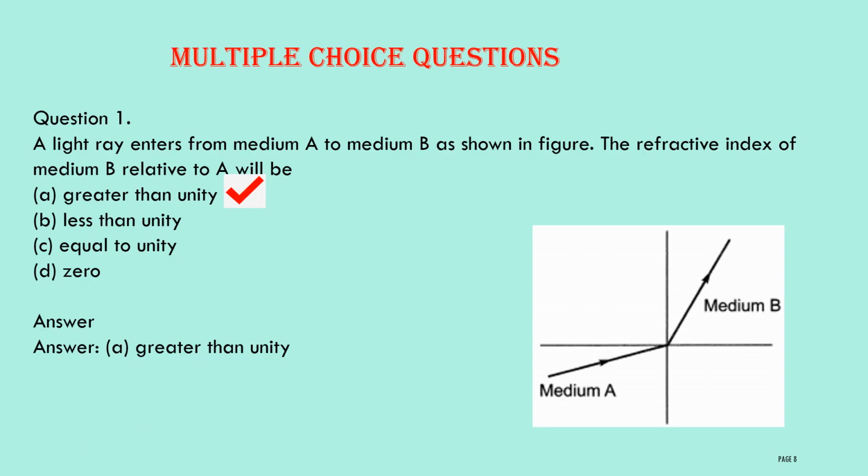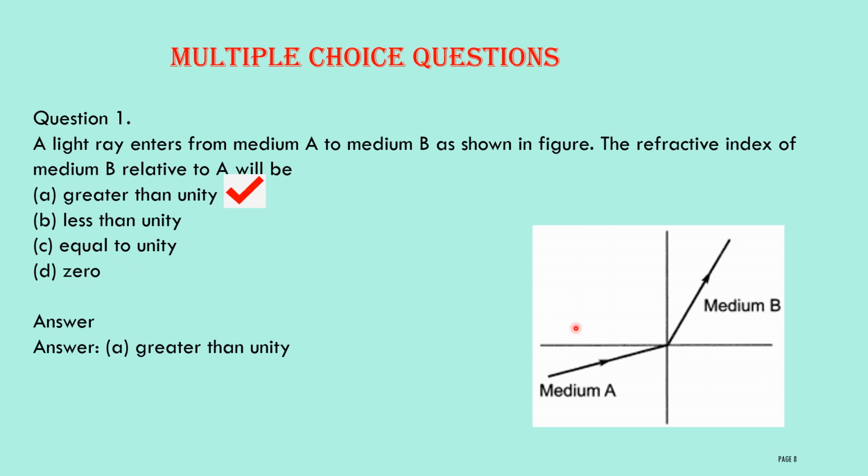Let us discuss some multiple choice questions based on the topic refraction. First question: a light ray enters from medium A to medium B as shown in the figure. The refractive index of medium B related to A will be: option A, greater than unity; option B, less than unity; option C, equal to unity; option D, 0.